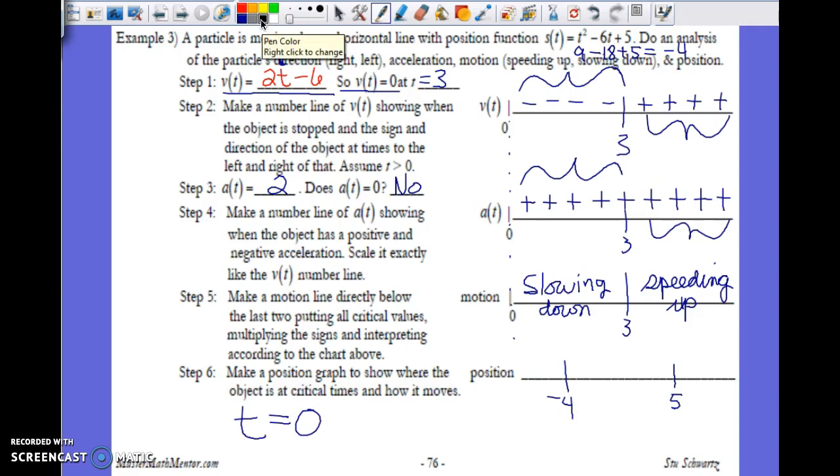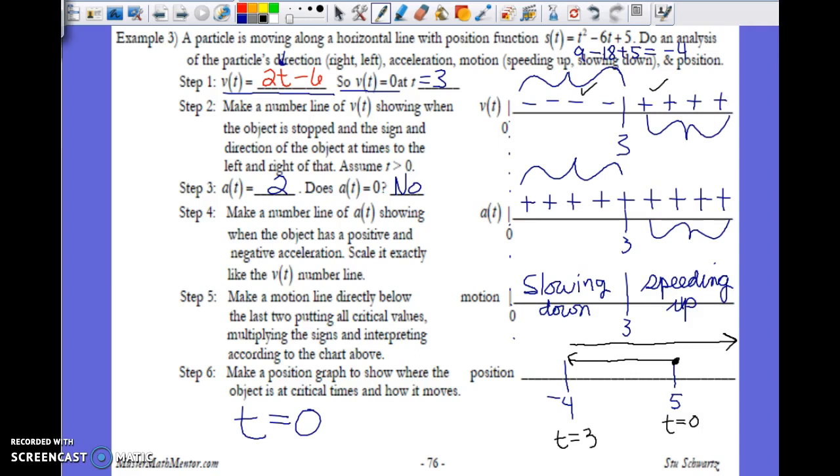So starting from t equals 0 to t equals 3, the object is moving left. At t equals 3, it's moving right, and thereon so forth, it moves to the right. So that's all you need as far as this type of analyzing.